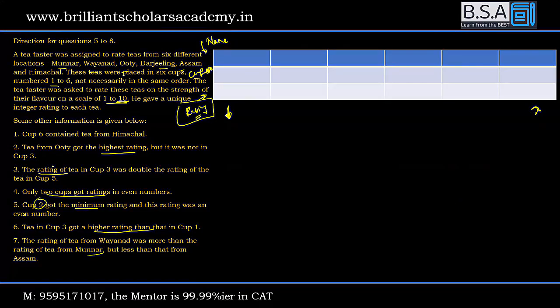So what does the first sentence tell me? Himachal. I don't know where is Himachal, but wherever Himachal comes, you will have cup number 6 below that. Rating, I do not know. Name on the top, cup then, and then followed by rating. So I'll maintain that order wherever I can. Cup number 6 is Himachal. Ooty got the highest rating. It was not in cup 3. This is going to be Ooty.